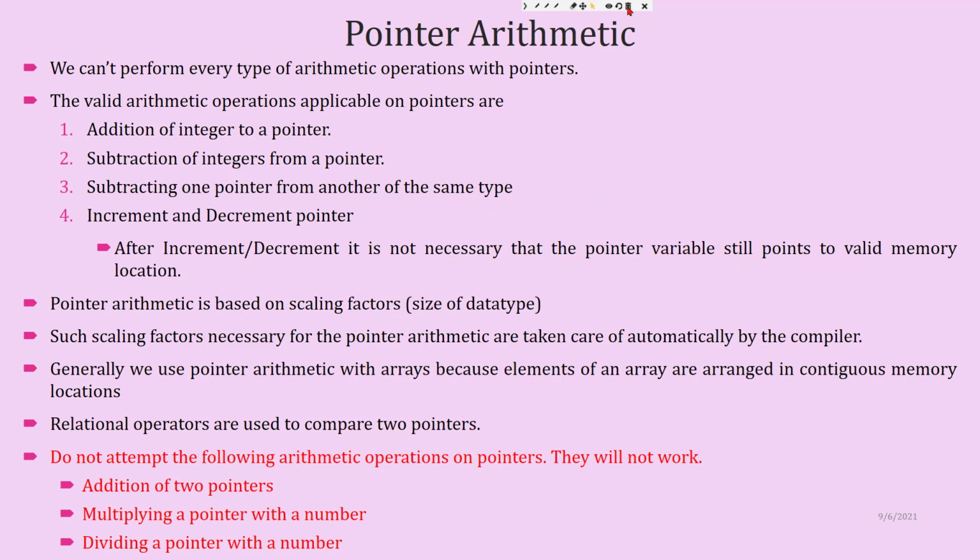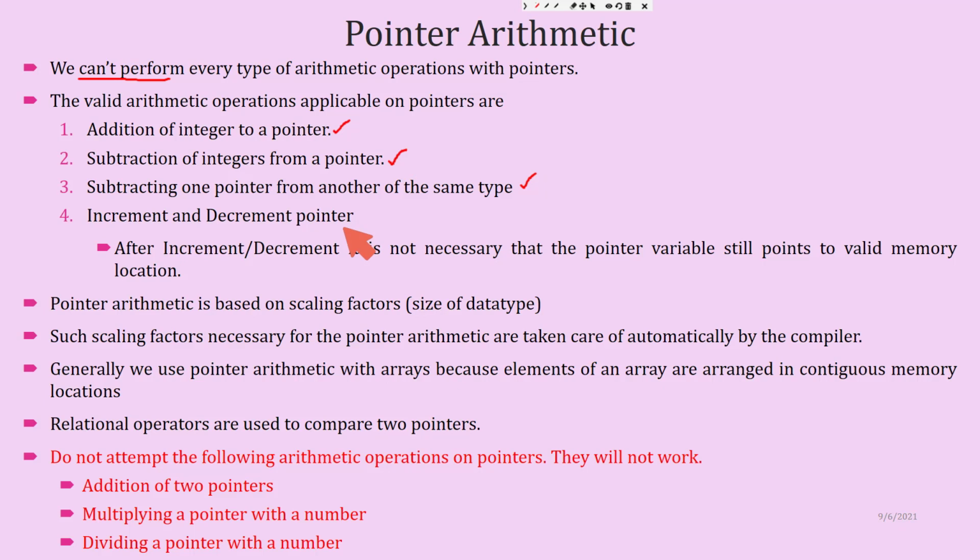Next is pointer arithmetic. Similar to normal arithmetic, we can perform some arithmetic operations on pointers. First point, we can't perform every type of arithmetic operation with pointers. The valid arithmetic operations applicable on pointers are addition of an integer to a pointer, and subtraction of an integer from a pointer. A constant or integer value can be subtracted from the pointer. Subtraction of one pointer from another of the same type: if we have two pointers of the same type, we can perform subtraction.